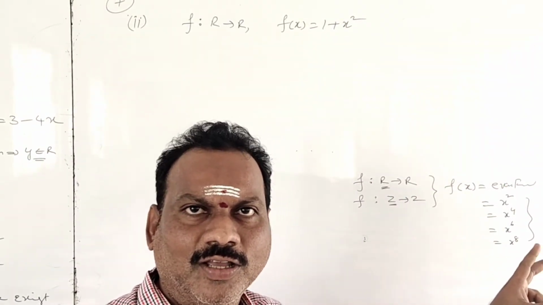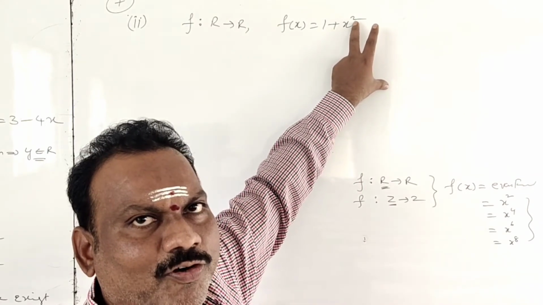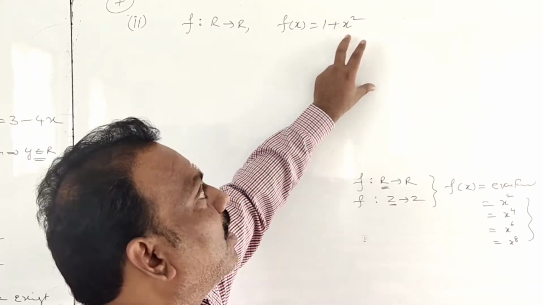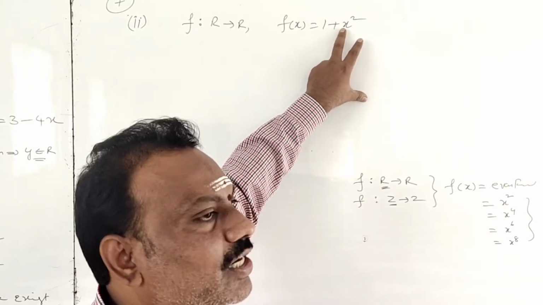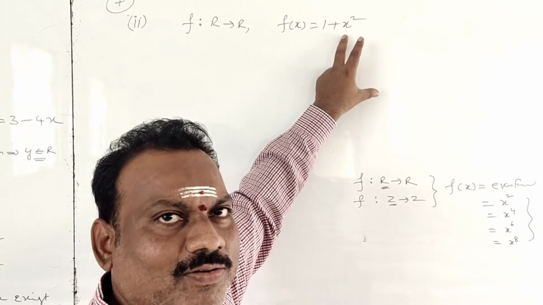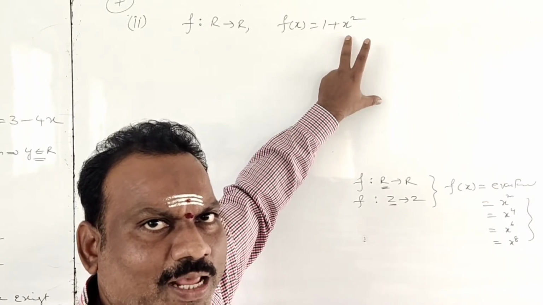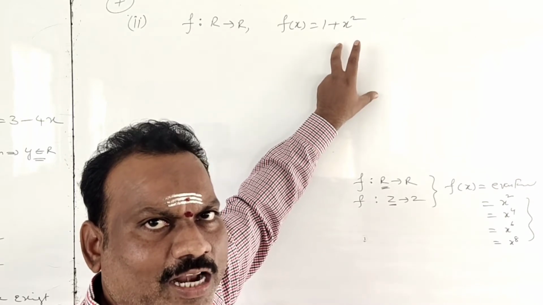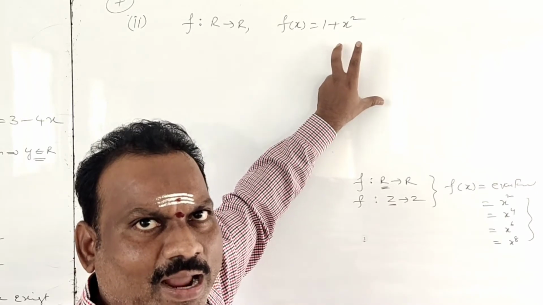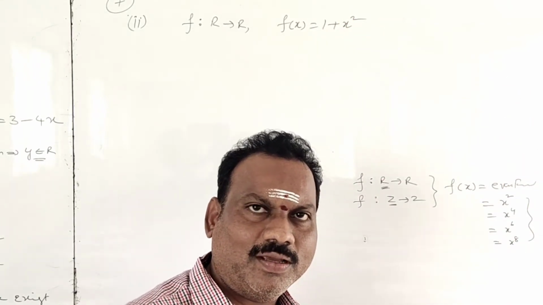Clear, students? So whenever there is an even function, x square, x power 4, x power 6, x power 8, in those problems, if you give negative values and positive values, +1 -1, +2 -2, +3 -3, +√2 -√2, +√3 -√3, +1/2 -1/2, +0.1 -0.1, you are getting the same outputs. Clear, students?